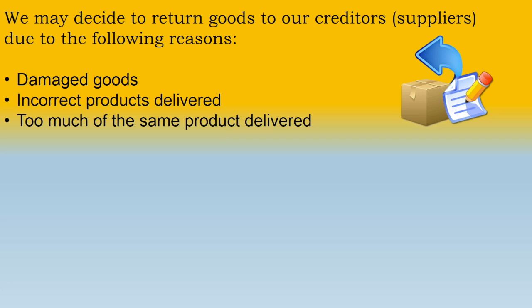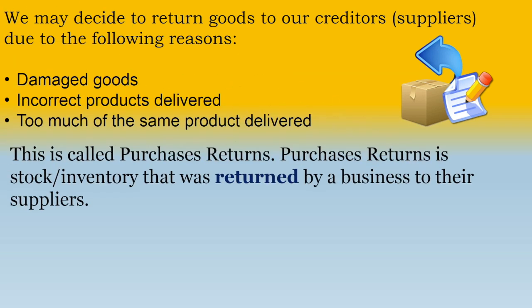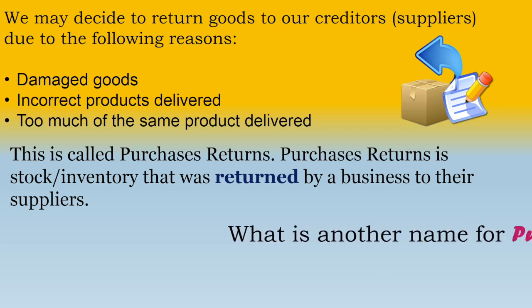We may decide to return goods to our creditors for the following reasons. The goods are damaged, they're incorrect, or we receive too much of the same product. When this happens, this is called purchases returns. Purchases returns is stock that was returned by a business to their suppliers.